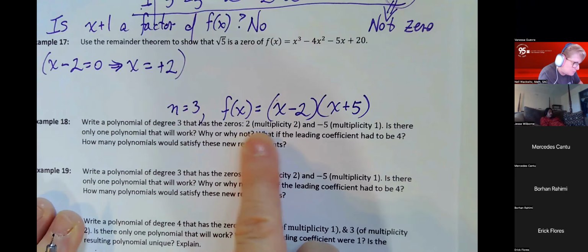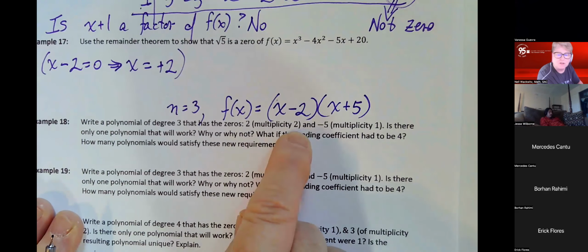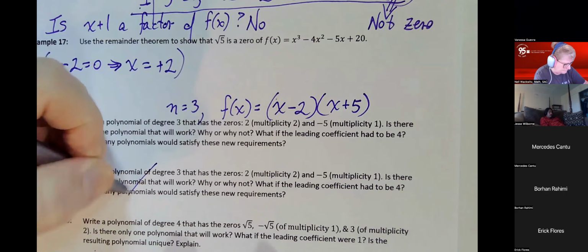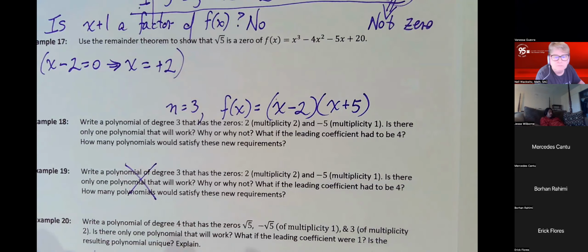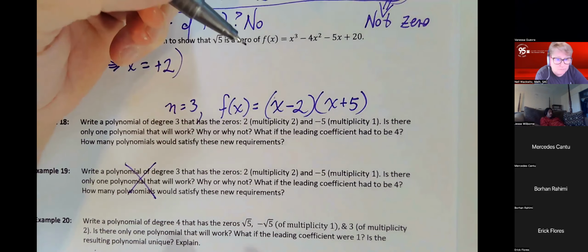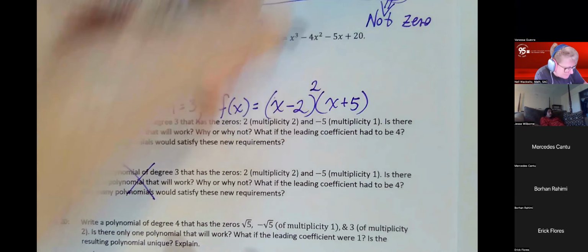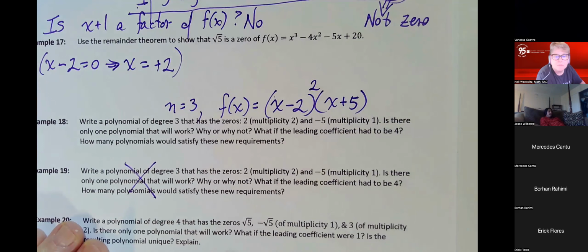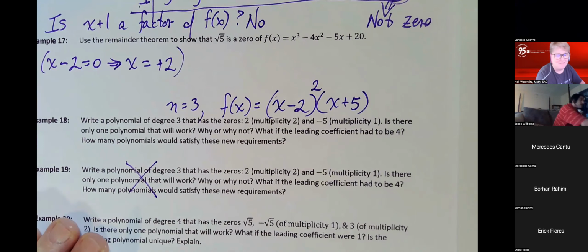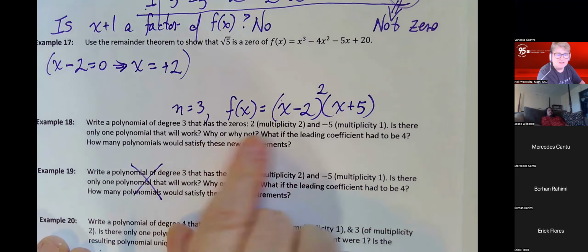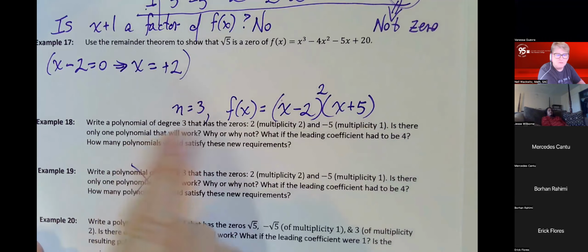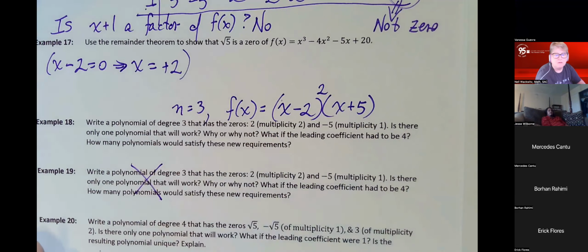And it says the multiplicity of 2 is 2. How do I put that in? Wouldn't that be squared? Good. And the multiplicity of -5 is 1. So just no exponent, or you could put the 1 if you want to. Very good. Okay, let's answer these questions. Is there only one f of x that will work?